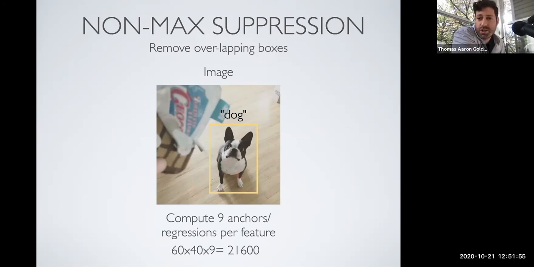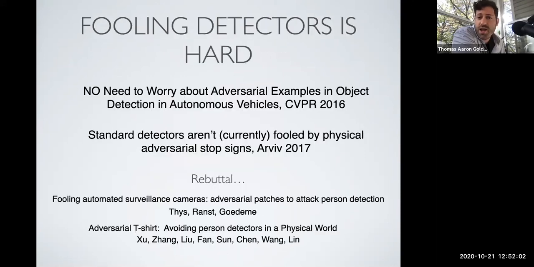And that makes it much more difficult to defeat a detector than it is to defeat a classifier. As a result, there's been some literature of people claiming that it's really hard to defeat detectors. I think to an extent they're right, it is hard to defeat detectors. Like this paper, "No Need to Worry About Adversarial Examples in Object Detection," and "Standard Detectors Aren't Currently Fooled by Adversarial Stop Signs." But there's been some rebuttals to this.